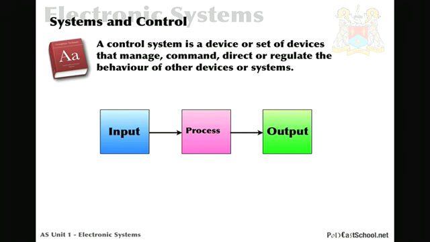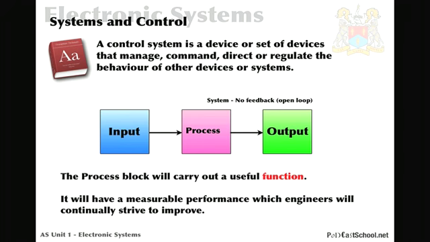Okay, you may also have seen before, perhaps in GCSE Technology and Design, that this system was referred to as open loop. It has no feedback. Okay, the process block will carry out a useful function. It will have a measurable performance which engineers will continually strive to improve. In other words, the efficiency of this system, which would be part of a greater machine, will depend upon the efficiency of the process block.